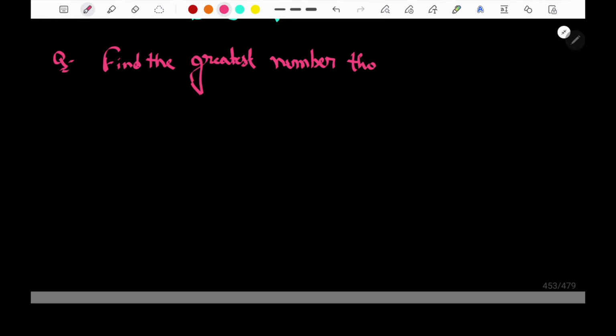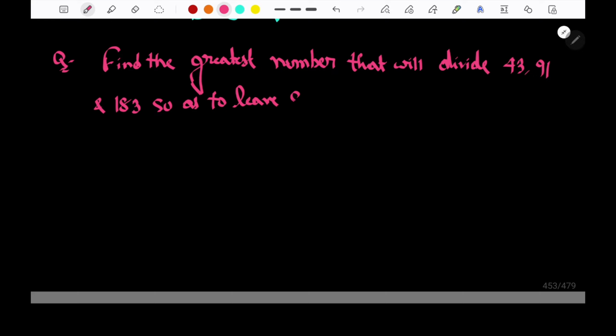Now the next question says, find the greatest number that will divide 43, 91 and 183 so as to leave the same remainder in each case. Now how would we proceed with this question? So here, what's the question? Find the greatest number that will divide 43, 91 and 183 and leave the same remainder.